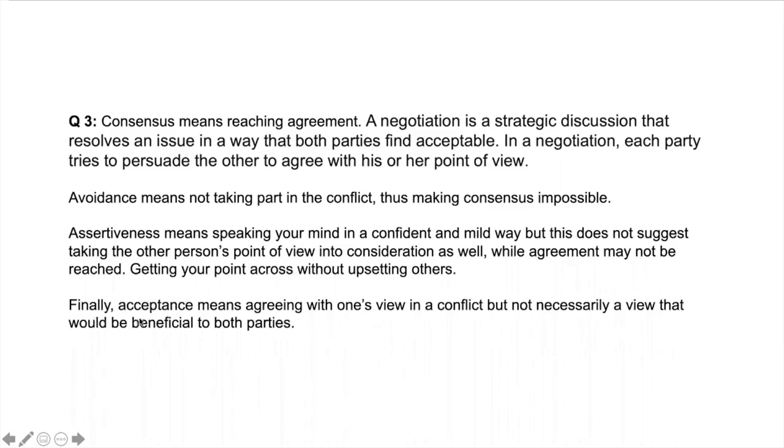And finally, acceptance means agreeing with one's view in a conflict, but not necessarily a view that would be beneficial. So you can say, okay, I accept. It's in a similar way with avoidance. In one way, you're avoiding the conflict. In other way, you're just saying, okay, I'll accept it, but that doesn't mean you're happy. So when two people want to reach consensus, the best thing to understand is to go with the word negotiation, and that would be the answer for question number 3.